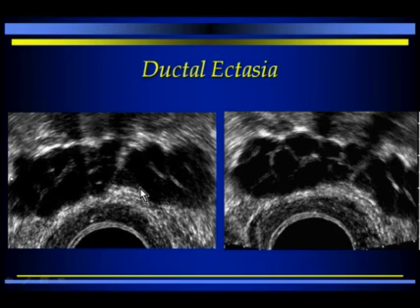When ductal ectasia is unilateral, one should be looking for a reason, to see if there's a mass or some kind of calculus obstructing the seminal vesicle on that side.